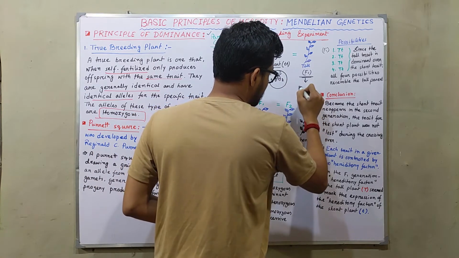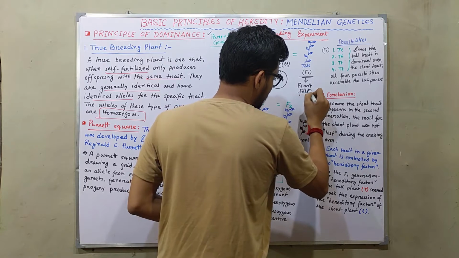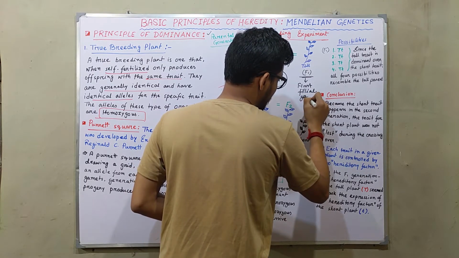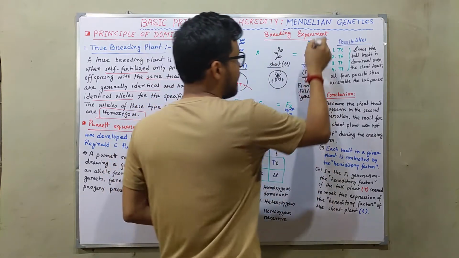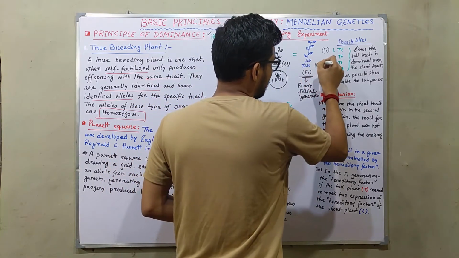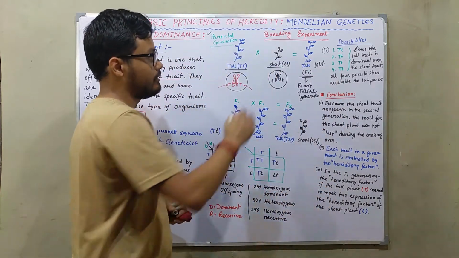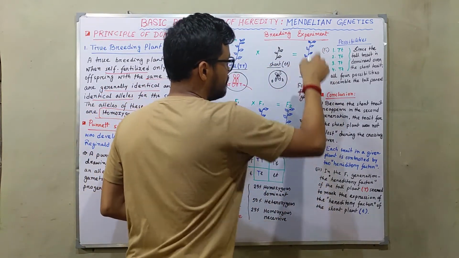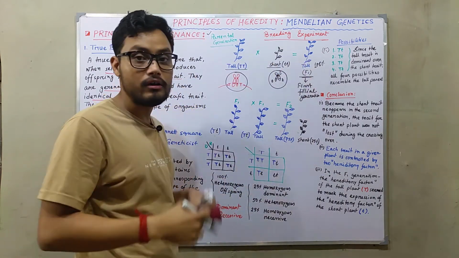F1 means first filial generation. In the F1 generation we get 100% tall plants. So how can I conclude that 100% of the plants are tall? This phenomenon is observed using a Punnett square.